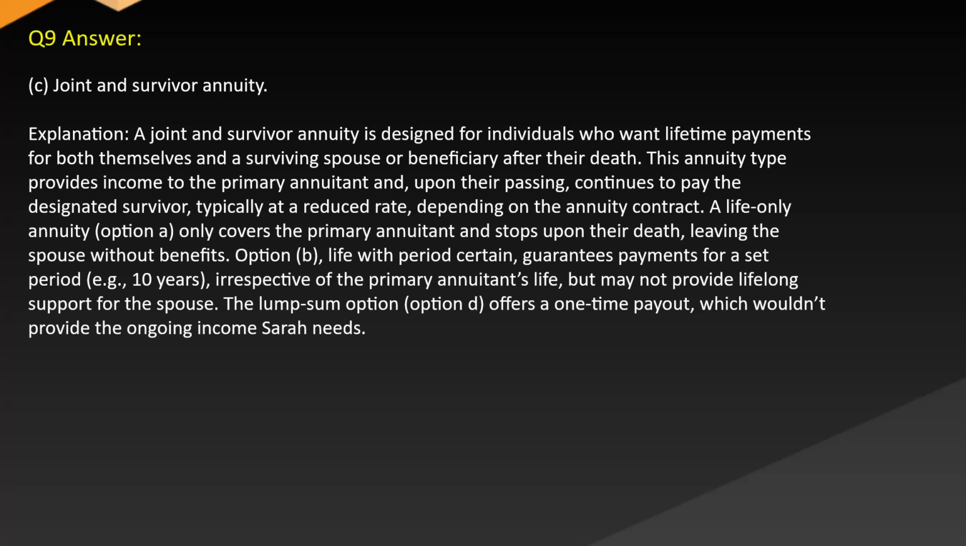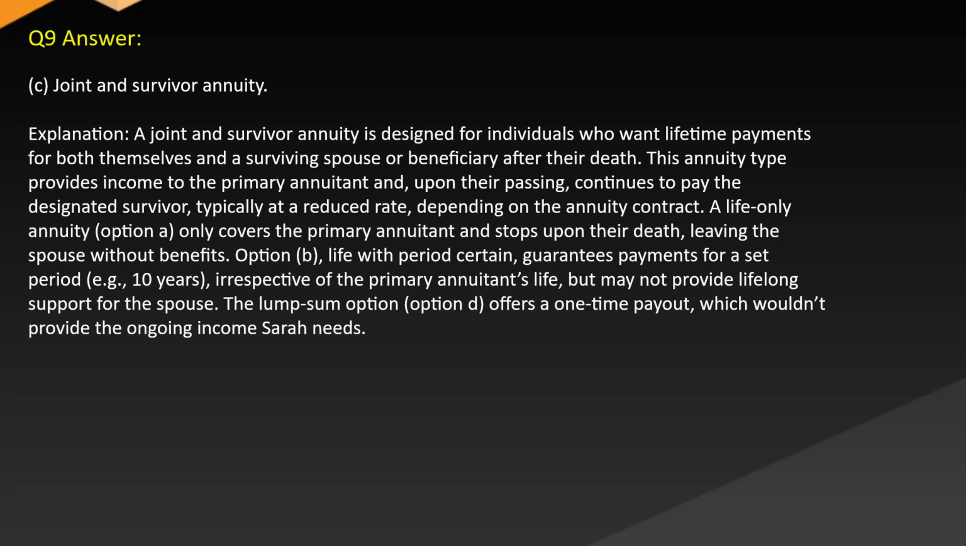Answer: C. Joint and survivor annuity. Explanation: a joint and survivor annuity is designed for individuals who want lifetime payments for both themselves and a surviving spouse or beneficiary after their death. This annuity type provides income to the primary annuitant and upon their passing continues to pay the designated survivor, typically at a reduced rate depending on the annuity contract.